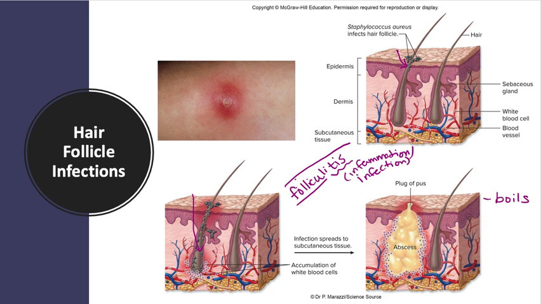So if you have just a folliculitis infection, you might get a small bump around the hair follicle. If you have a boil, it'll be sort of a larger zone of inflammation and infection, and there will be a lot more pus associated with it. So these two right here would be boils, whereas these two would just be folliculitis. But both of them are different types of hair follicle infections.